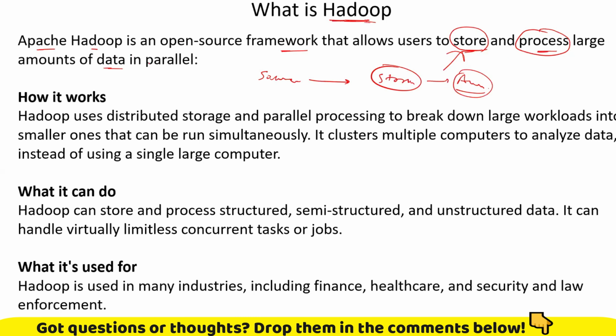Then it processes large amounts of data in parallel. How does it work? Hadoop uses distributed storage and parallel processing. When we talk about Hadoop, it takes distributed storage and parallel processing to break down large workloads into smaller ones. This is the strategy Hadoop adopts to analyze this data. Smaller ones that can be run simultaneously. So in parallel, it will work.